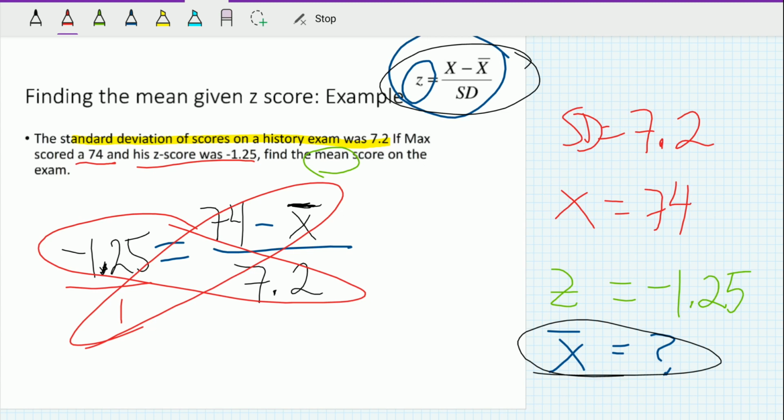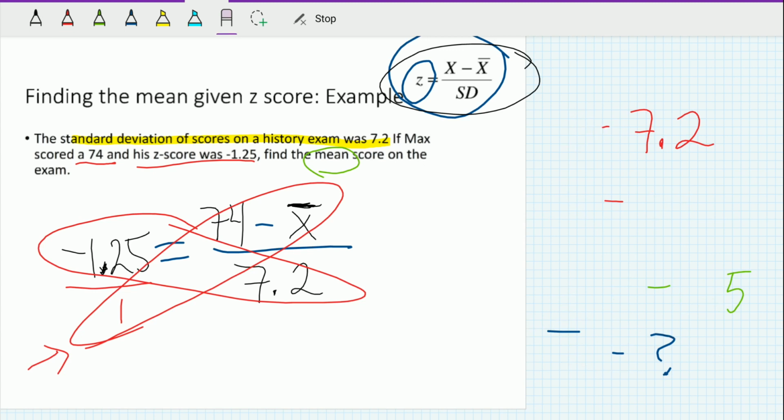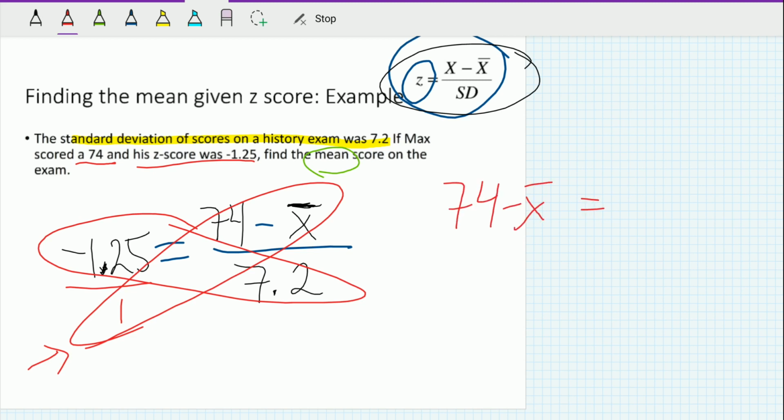So I'm going to do this first by cross multiplying. It'll be 1 times 74 minus x bar, which just gives us 74 minus x bar. That is equal to, even though it looks weird, that's our variable, the next part, negative 1.25 times 7.2. On the calculator, that's equal to negative 9.